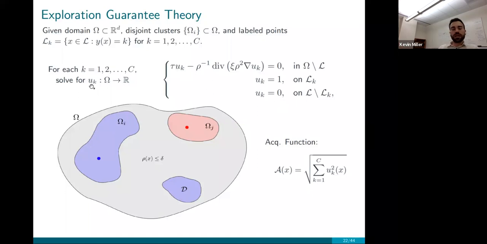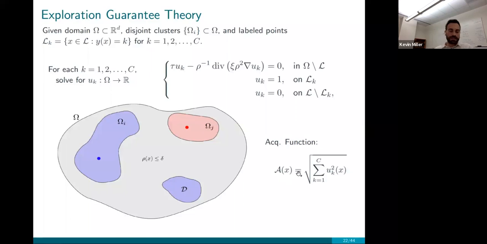So with these solutions u_k, with the capital C different solutions to this system of PDEs that you get for the different one versus all encodings of the labeled points, we then are considering the vector of outputs at each point in the domain. And so then the acquisition function here will be the 2 norm of that vector.